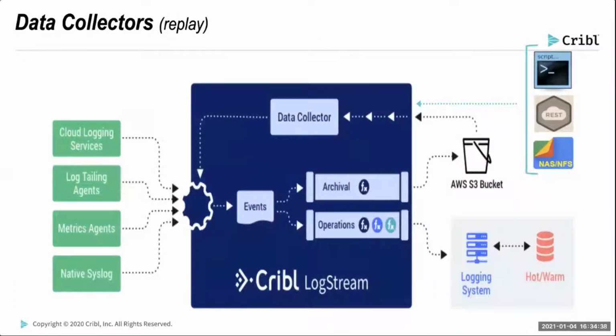The major feature, and the topic of discussion here today, is the replay feature, or data collector. As you've seen before, data comes in from the left and gets processed as events. One of the things you can do with the data stream is archive it, or you can just process it with a bunch of functions that we're going to discover later. Archiving can happen to S3 buckets or anything S3 compliant like MinIO. It can happen through a REST API, through an NFS mount, or you can write your own script if you want to.